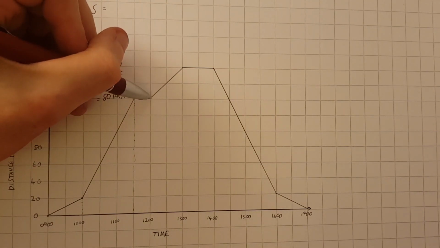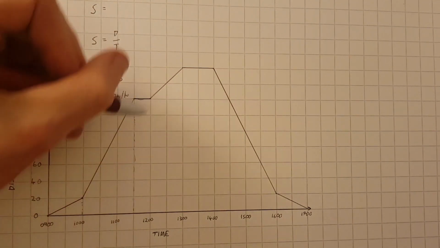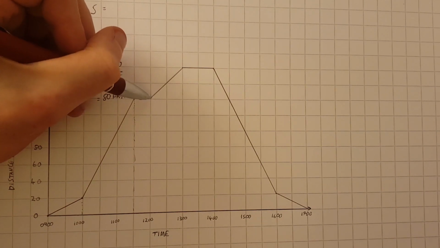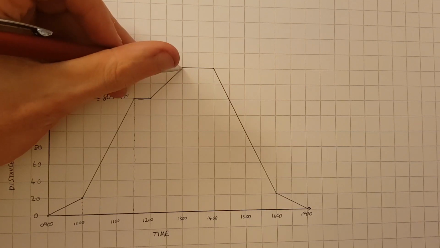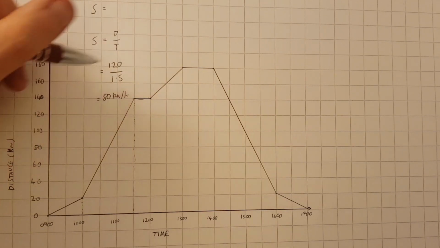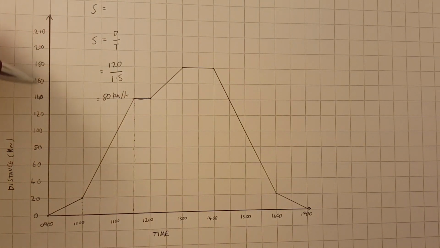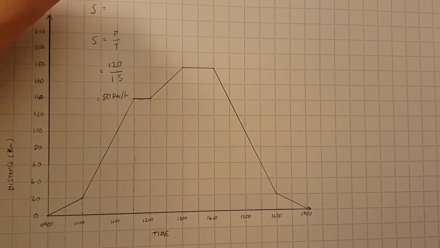But then the vehicle starts again at 12 o'clock, and between 12 and 1300, it's 1 hour in time, but we've gone up by 40 kilometres, so the speed must just be 40 kilometres per hour.